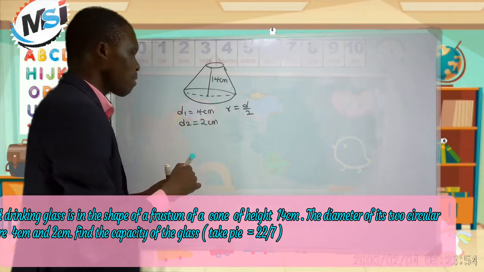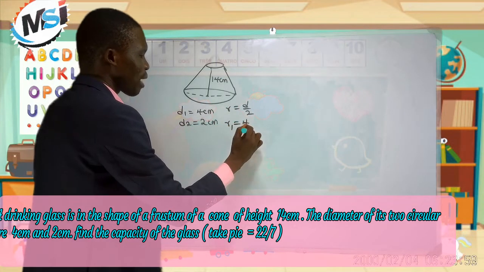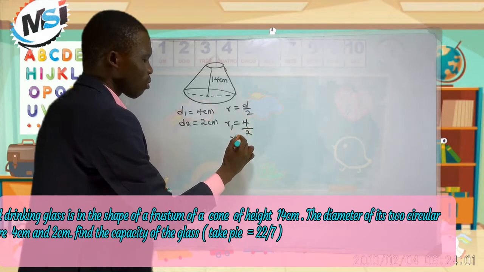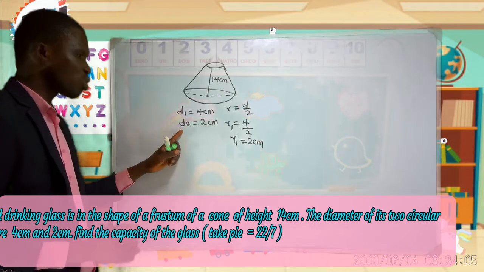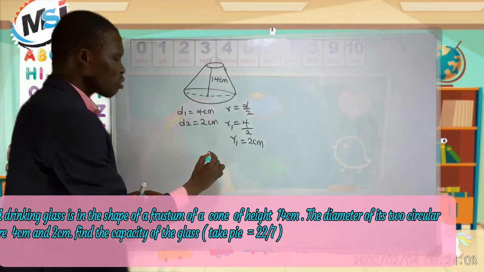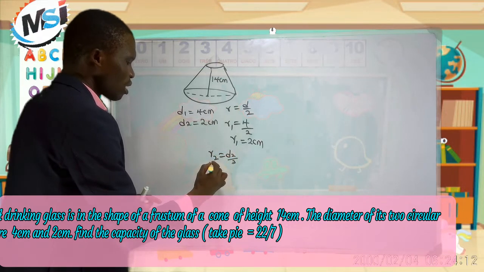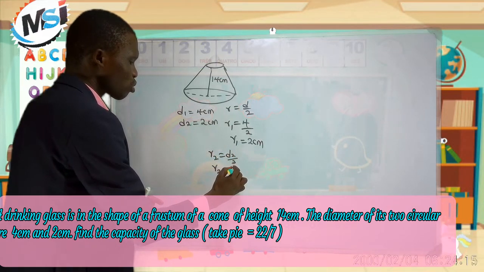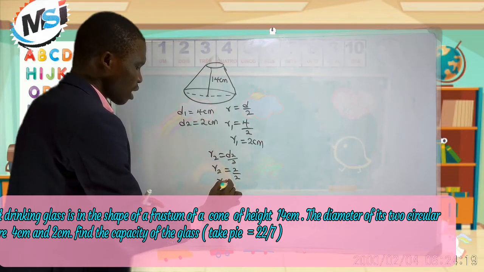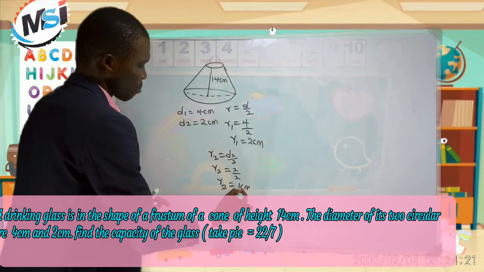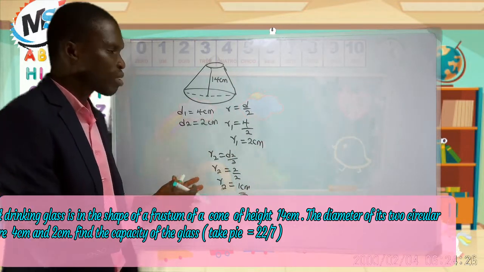So from here, R1 is 4 divided by 2. So that means R1 will give us 2 centimeter. Now the same thing we are going to do with D2. R2 will give us D2 all over 2. That means R2 will give us 2 divided by 2, and R2 will give you what? R2 will give you 1 centimeter. So now we are going to move down to our question.